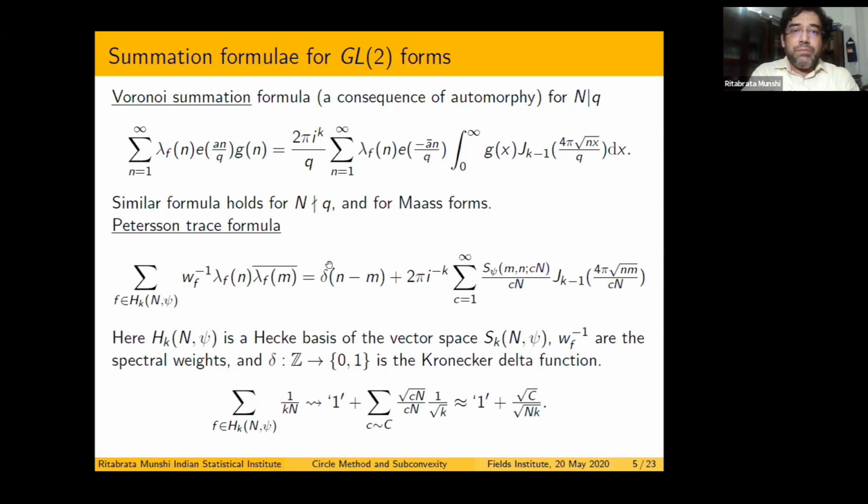If you have looked at my prep talk, I've stressed the fact that whenever you have a summation formula like this, the saving that you get, by saving I mean that if I estimate the left-hand side trivially and the right-hand side trivially, the ratio of the size of the left-hand side by the size of the right-hand side is the saving that I get from the summation formula. And it's always going to be the square root of the initial length by square root of the final length. Okay, that's true for the Voronoi summation formula. That's true even for the Petersson trace formula.